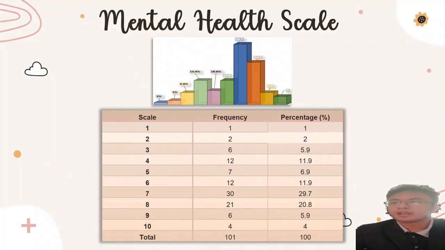Students' mental health scale will be evaluated from the scale of 1 to 10. Based on the figure and table, the highest percentage on students' mental health scale is 7, which is 29.7%, and the lowest percentage of students' mental health scale is 1, which is 1%.